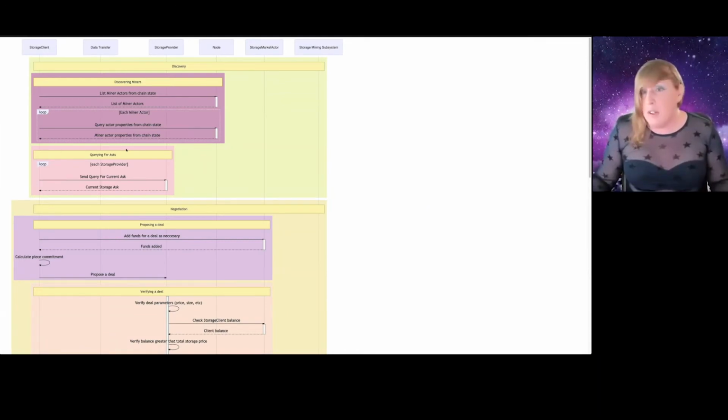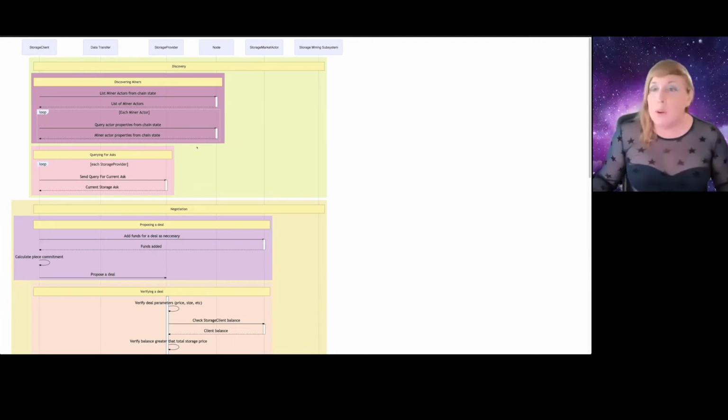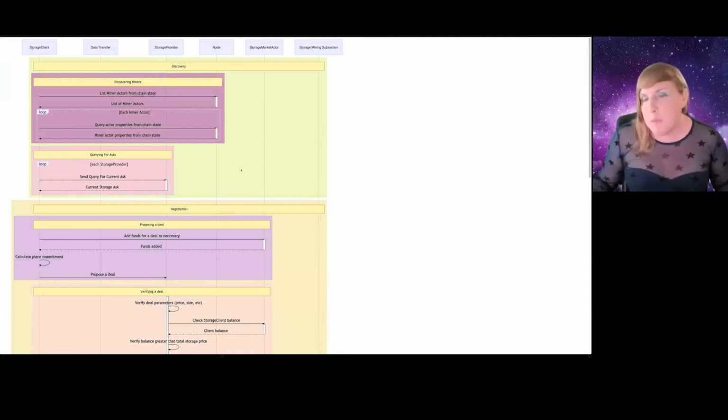You'll find this in the Filecoin specification. And I'm just going to walk through what is actually involved in all these steps. I'm going to try to be as brief as possible, but hopefully this will be useful for some of you who are making deals.